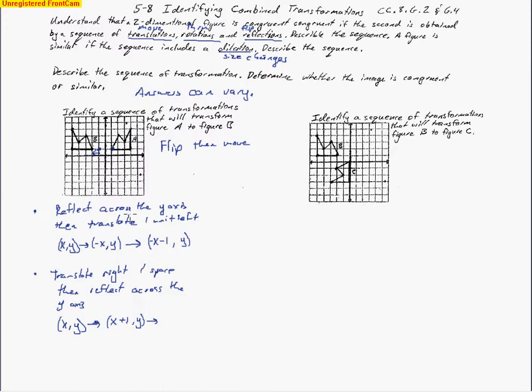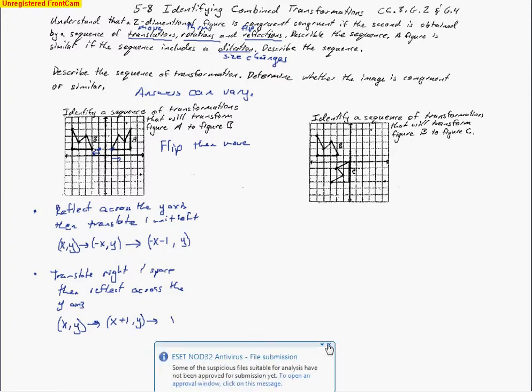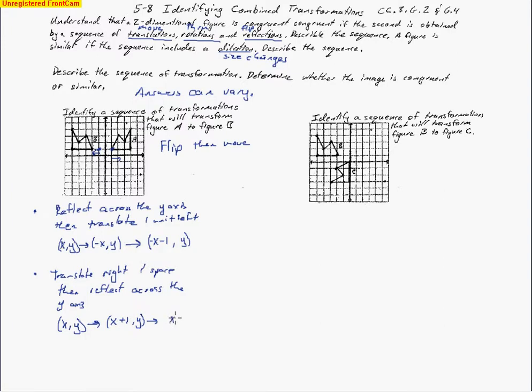I ended up reflecting it. So again, I went right 1 space, this way 1 space, and then reflected it about the y-axis, so it'd go like this. So the x value ended up switching signs, so it becomes the opposite of x plus 1, and then y values stayed the same. So this is what it would end up looking like. So again, that's why I'm saying answers can vary. There's lots of different variations of this, but from here on out, I'm just going to give one form of the answer.